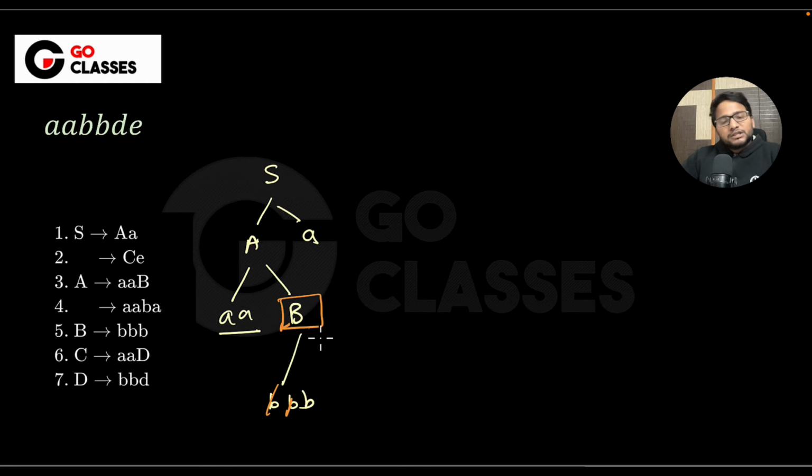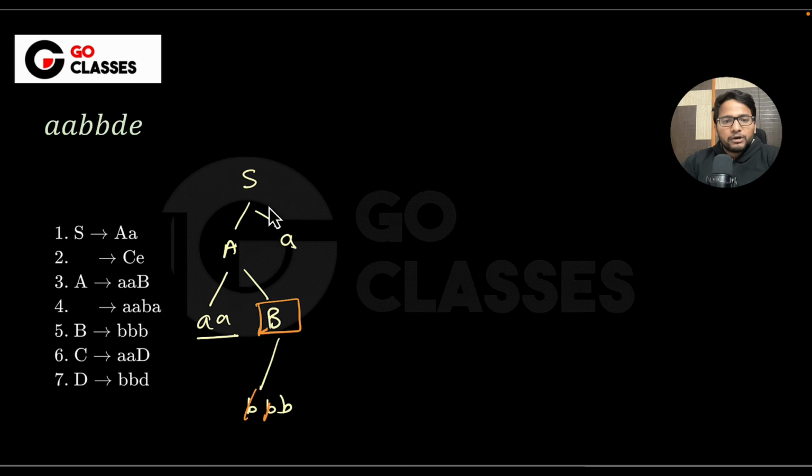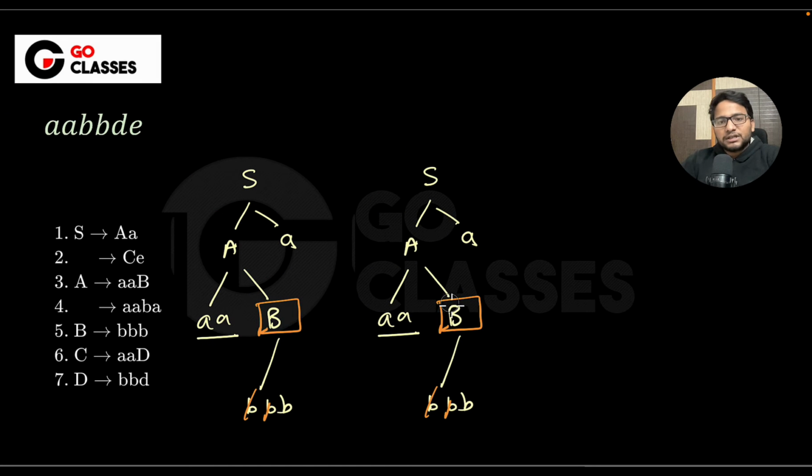Okay. See, tell me, is this B a failure? Is A a failure or is S a failure? The failure is this B, which means you will now try a different production of B. So tell me, what is the different production of B? You will backtrack and then try the next production of B. So what is the next production? Here, as you can see, there is no next production, which means there was only one production of B, which you have tried, and it failed, right?